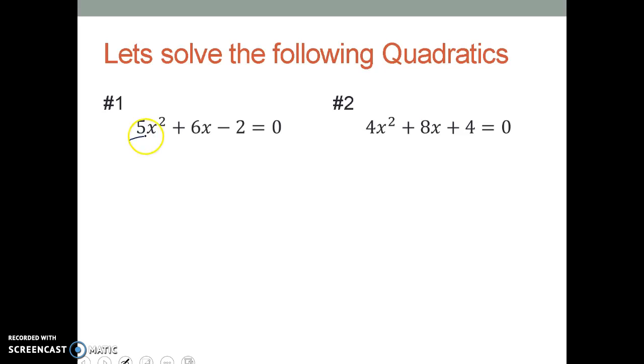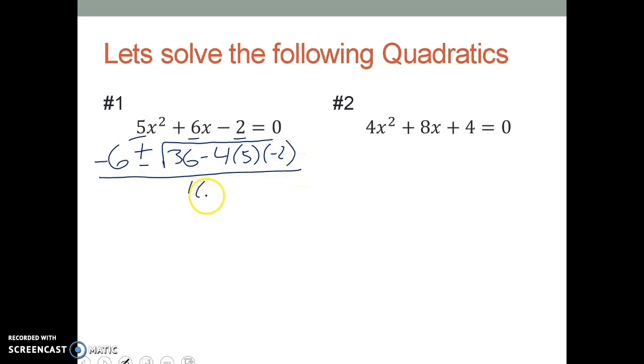We have our a value, our b value, and our c value. So it's going to be negative b, which is negative 6, plus or minus the square root of b squared, which is 36, minus 4 times a, which is 5, times c, which is negative 2. And that's all over 2 times a, which is 10. So what I'm going to do is take the square root part. That's 36, and I have a negative and another negative.